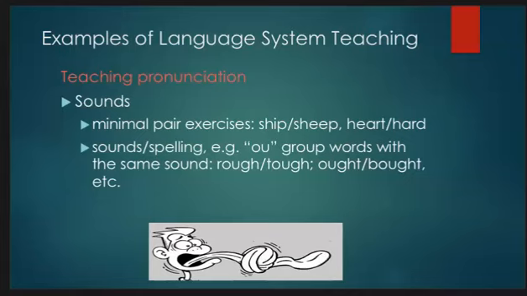Sound and spelling exercises are really helpful because, as we've discussed, the correspondence between sound and spelling is not one-to-one in English. So maybe giving students a long list of words with OU and having them group those words with the ones that have the same sound. So rough and tough would go together, but ought and bought would go together, etc.